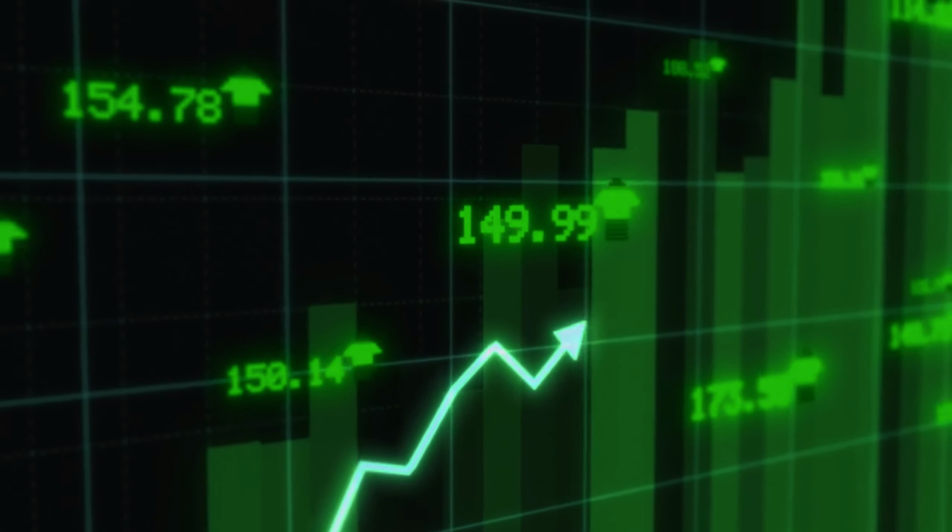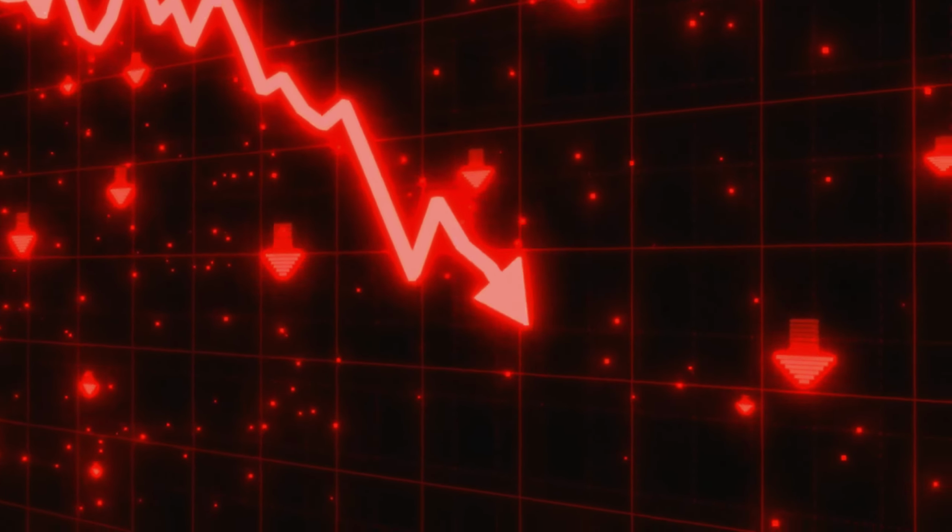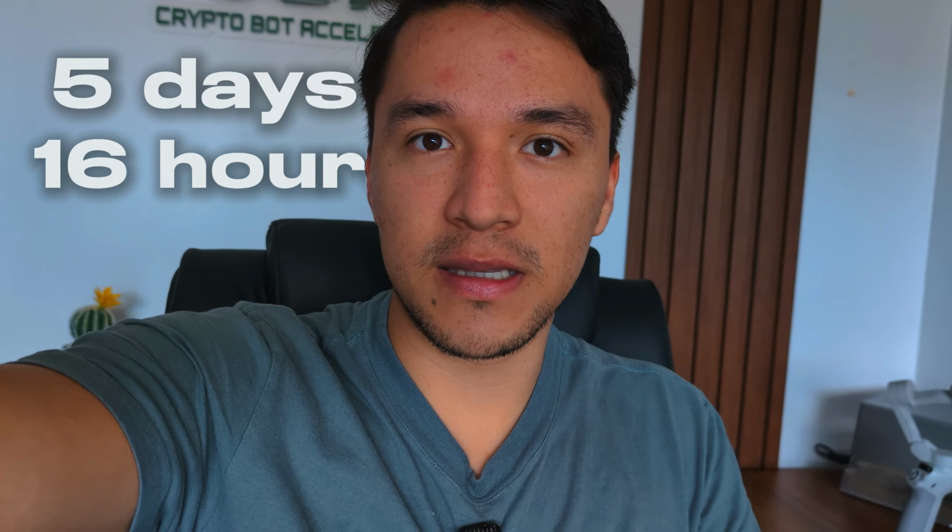Alright guys, so it's day number 5 of running a crypto bot with $1,000, and you will be quite surprised with the gains we have had so far, because it's very interesting. We have had some ups and we also have had a couple of downs. So let me show you the price action and how much money we have been able to make in about 5 days and 16 hours.